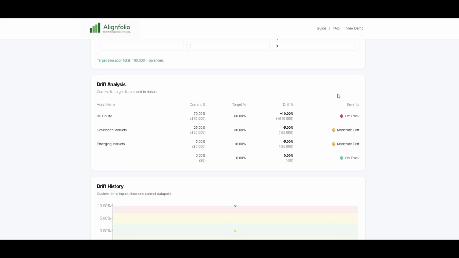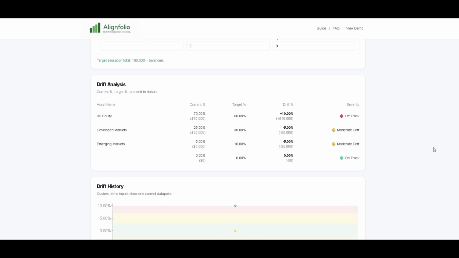Over time, portfolios naturally drift as markets move. Some asset classes grow faster than others, and eventually certain positions become overweight while others become underweight. In this example, US equity has grown above its target allocation, while emerging markets have become significantly underweight. The portfolio is still diversified, but it is no longer perfectly aligned with the original target allocation.